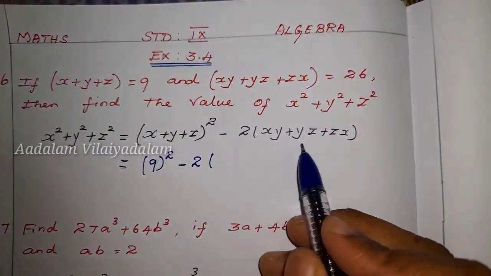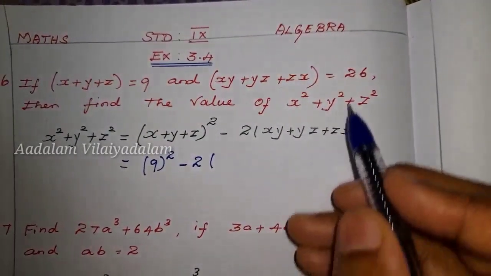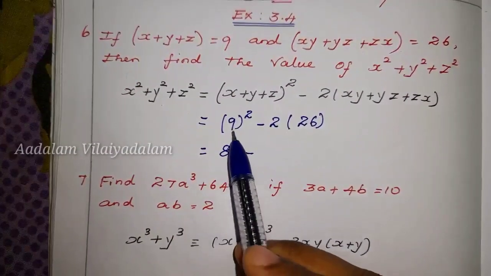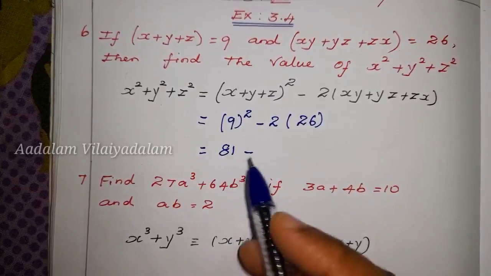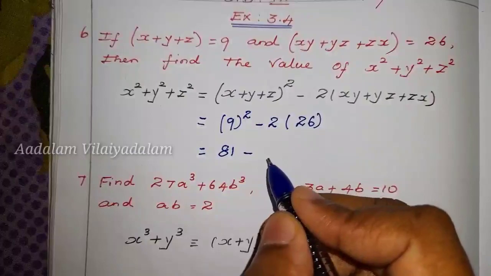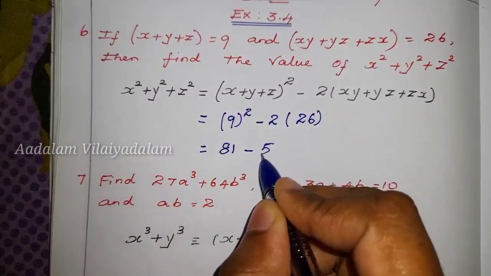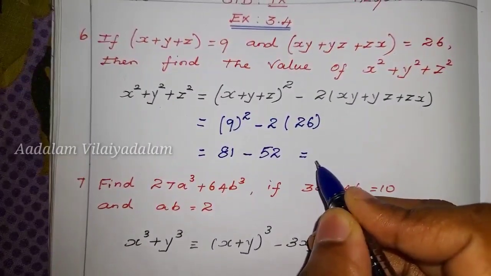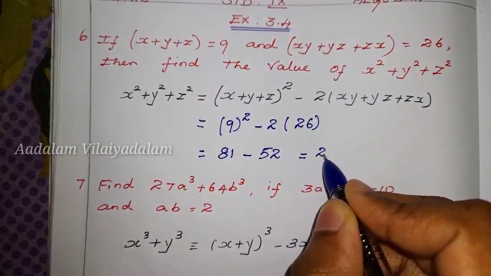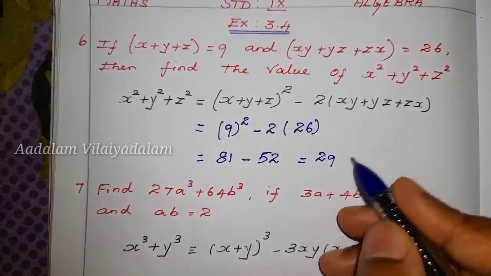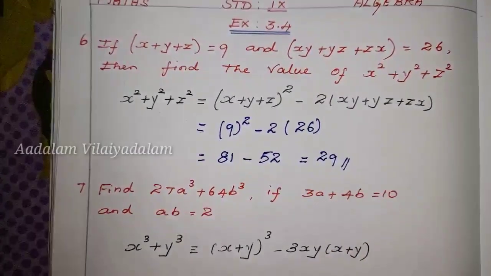Here the xy plus yz plus zx value is 26. So 9 9s are 81 minus 2 into 26. The answer is 52. So 81 minus 52, so 29. So the value of x square plus y square plus z square equal to 29.